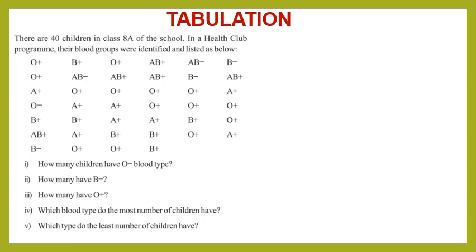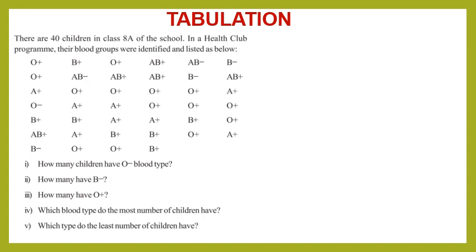So let us answer the first question. See the question again. How many children have O negative blood type? To answer this, we need only count the O negative types. Count and find. What will we get? Yes, correct. Only one is there. And see the second question. How many have B negative? To answer this, we need only count the B negative types. Count the B negative blood group. How many are there? Yes, you can see 3 B negative blood groups are there.